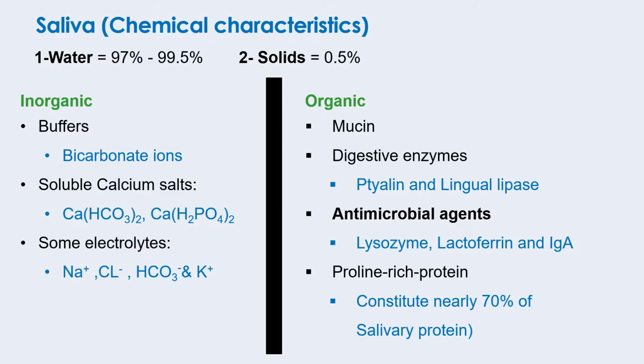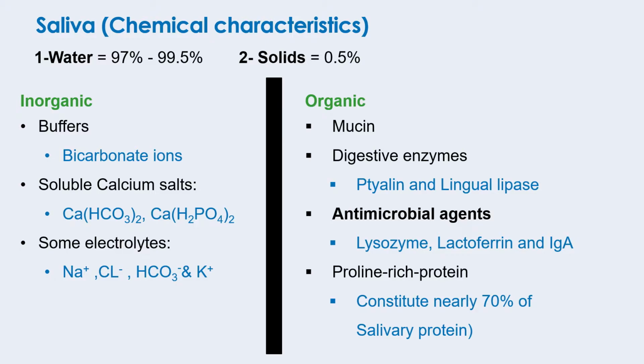If we look at the chemical characteristics, we observe that saliva basically consists of two components, water and solid material. Water is about 97 to 99.5%, and the solid material is 0.5%. Solid material is basically the proteins, right? And the different ions and different chemical compositions, all these are basically the solid part.